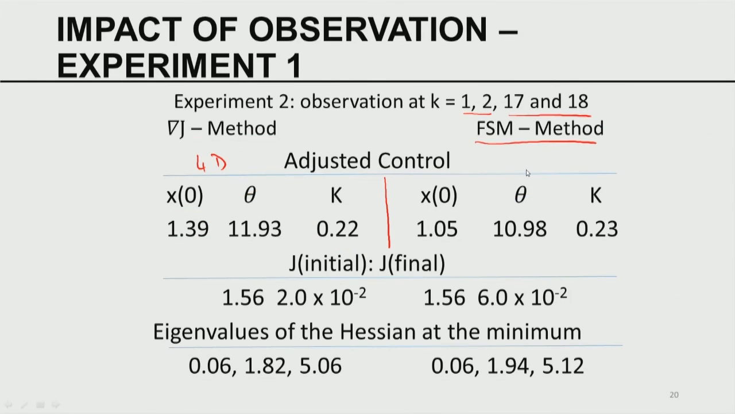So if I come back here, you can readily see the 4D-VAR method does better with respect to the distribution of observations at 1, 2 and 17, 18. This is better than the previous recovery. But this is even better because FSM is able to take advantage of the distribution of observations with respect to sensitivity. So what is the moral of the story?